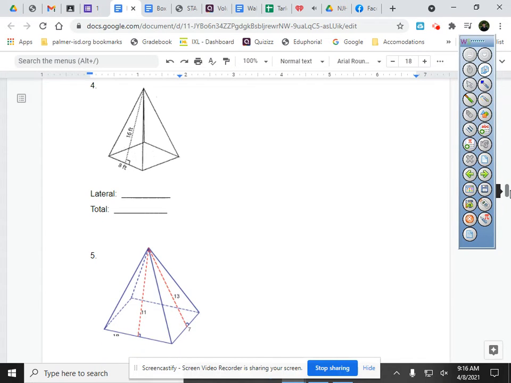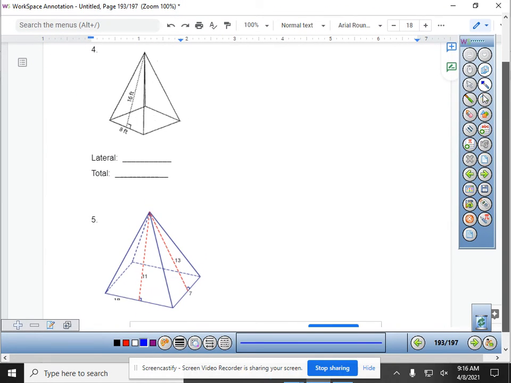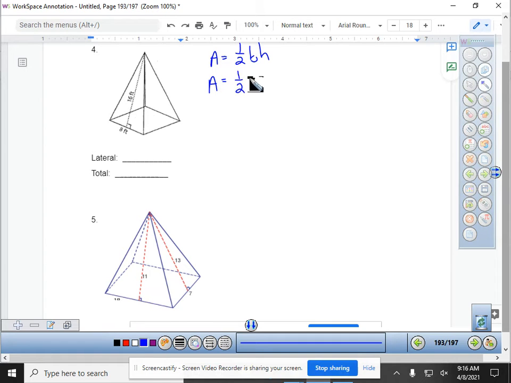What is that? Square pyramid. Let's find the lateral first. That means you're finding the area of what? Triangles. How many are there? 4. What's the formula? We are looking at the triangle. What is the base? 8. And the height? 16. I would just half the 16. That would give us 8 times what? 8 times 8. Which is? But there's how many? 4.